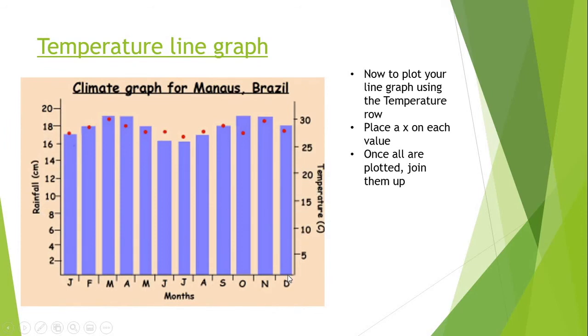So I'll find December, work my way up the bar to 28, which is roughly here, and I'll put a cross or red dot. Preferably, it's easier to work from December to January because you'll be closer to these values. The next would be 29. I find 29. I place a red dot. Continue this till it moves across the graph, and then join them up with a pencil and a ruler. Once you've done that, pause the video, and you can resume.